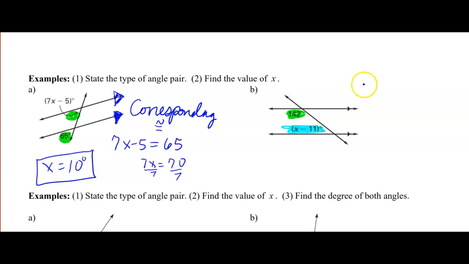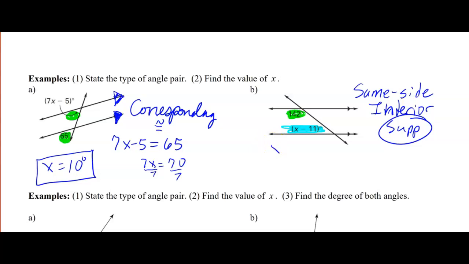So what's my rule? That's my type. They're on the same side of the transversal. They're on the inside. So my pair is same side interior angles, and they are supplementary. So what I know now is that x minus 11 plus the 142 has to equal 180. So add those together, minus 11 plus 142, x plus 131 equals 180. Subtract the 131, x equals 49.